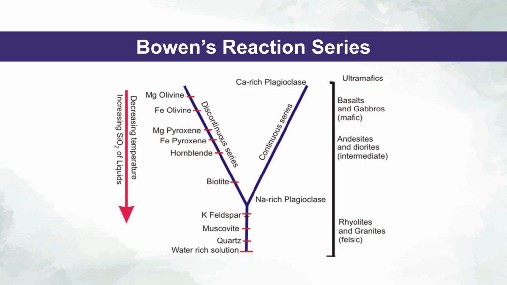Magnesium olivine is giving rise to iron olivine. And when iron olivine crystallizes, after that, from the melt, it crystallizes magnesium pyroxene, and then further iron pyroxene, and further amphibole, that is hornblende, and further biotite. So you see that there are different types of minerals crystallizing in the discontinuous series. With the decreasing temperature, the silica content in the liquid is increasing.